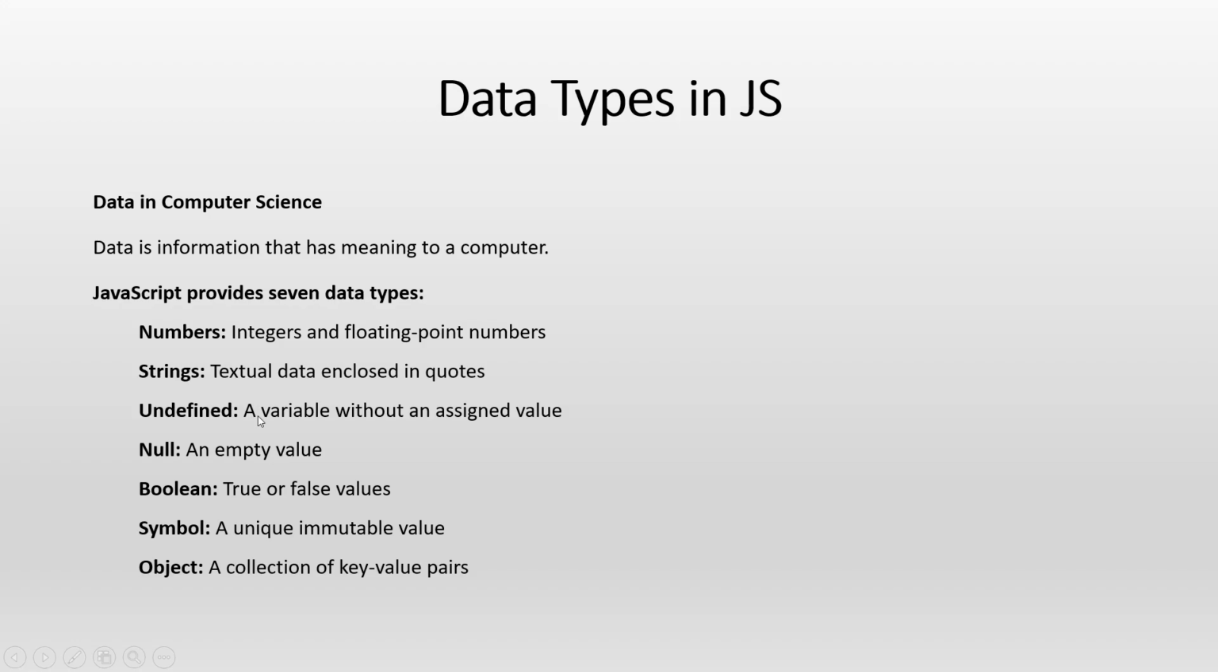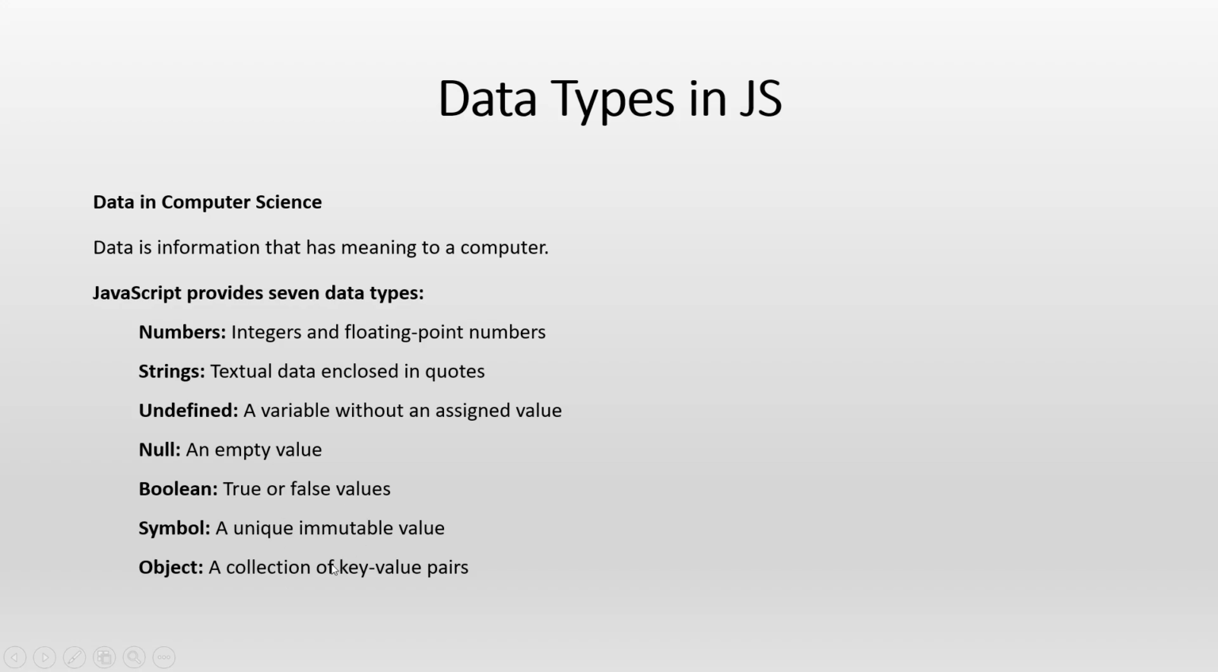Undefined: a variable without an assigned value. I will be explaining these things later on. This null also. Coming to Boolean, it is either true or false. For that purpose we use this data type. Next, coming to symbol, I don't have any particular example to explain this thing. So object.